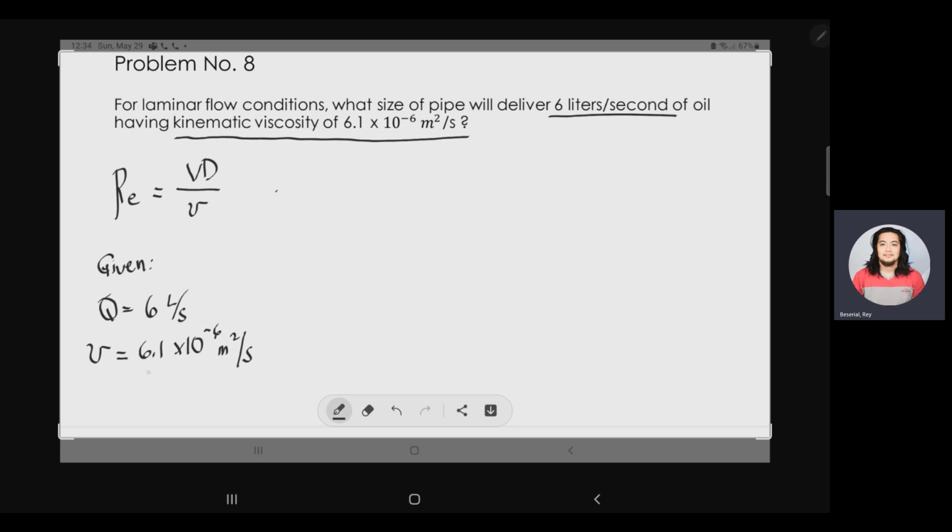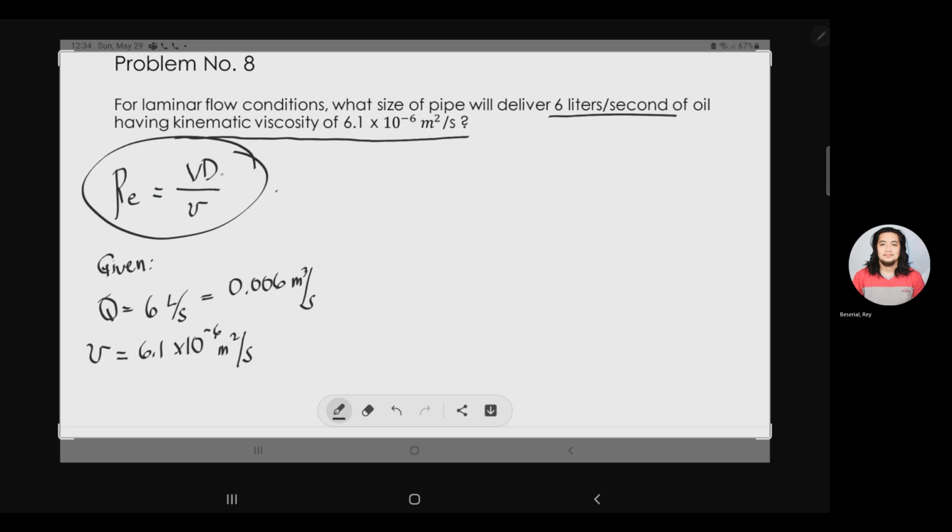Since naka-meters tayo, yung discharge natin ay i-convert natin into meter cube. So i-divide lang natin siya into 1,000. So meron tayong 0.006 meter cube per second na value para sa ating discharge. So ito yung ating mga given. Tapos ito yung ating hinahanap, para malaman natin yung ating D or yung size ng ating pipe.